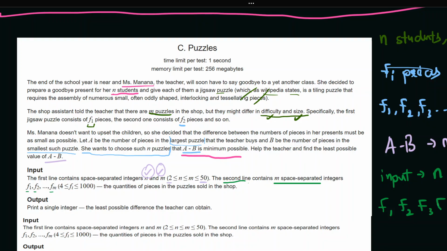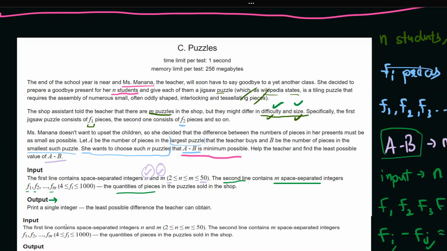F1, f2, f3 till fm. Correct. There are m number of puzzles, with difficulty and size values, basically the quantities of pieces. Now what you have to output is a single integer, the least possible difference the teacher can obtain. Least possible difference, so that is A minus B, so that would be like Fi minus Fj, for some i, some j, wherein this is minimum.